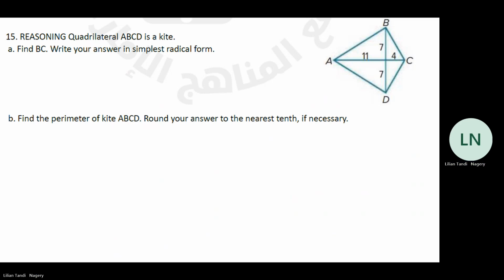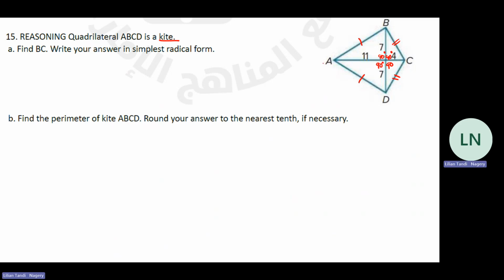All right. Here we have been asked to reason. We're supposed to be reasoning. And we have a quadrilateral that is a kite. Okay? So what do we know? The minute I see this word kite, I should put here 90 degrees, 90 degrees, 90 degrees, 90 degrees. Okay? Then I know that this side is the same as this side, and this side is the same as that side.